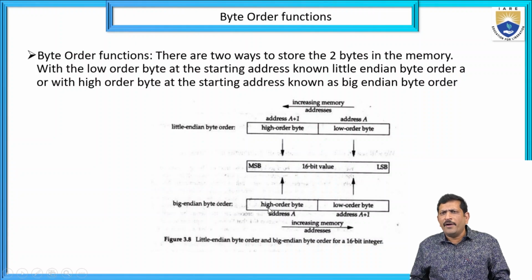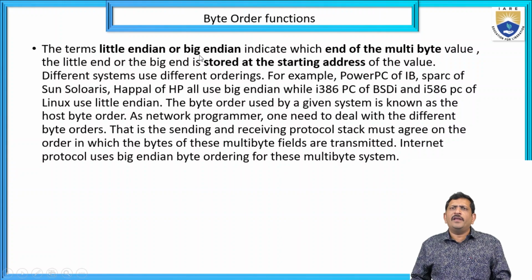Now here, if the memory address increases from high order to low order, we can say it is big endian byte order. So in big endian byte order, the memory address is increased from high order to low order, starting with address A and increasing to address A plus 1. Byte order, the terms little endian or big endian, indicate which end of the multi-byte value, the little end or big end, is stored at the starting address of the value.